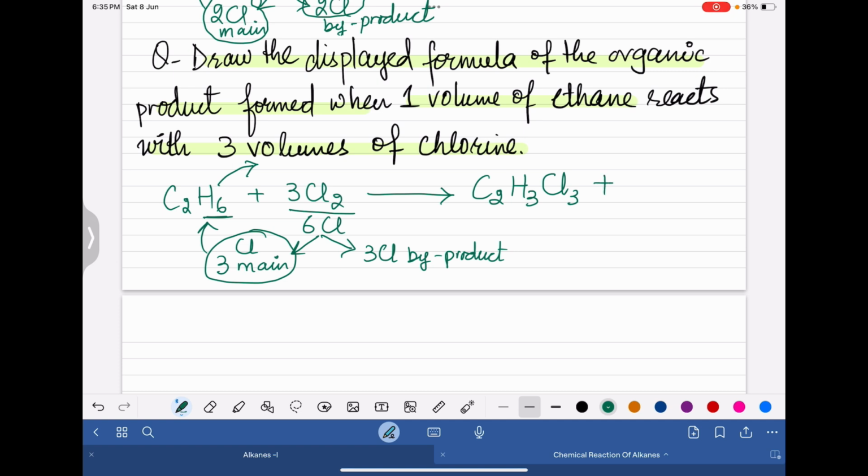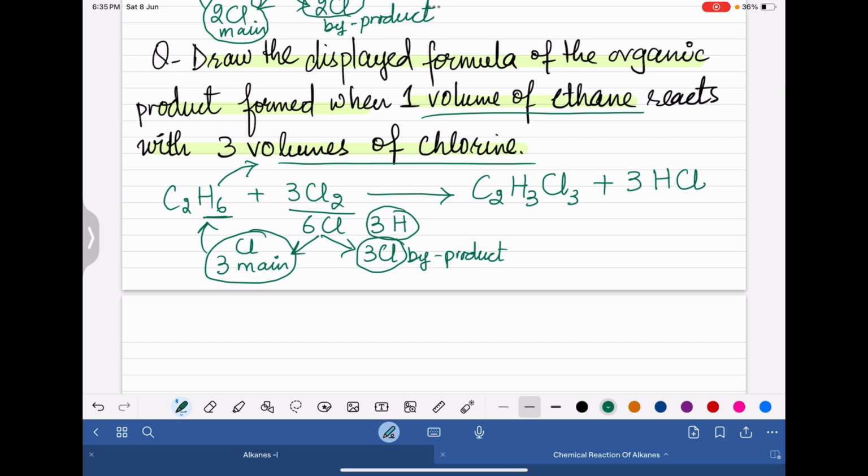How many volumes of hydrogen chloride gas will be formed? As there are 3 hydrogen atoms and 3 chlorine atoms, they combine to form 3 volumes of hydrogen chloride gas. So this is the balanced equation when 1 volume of ethane reacts with 3 volumes of chlorine.